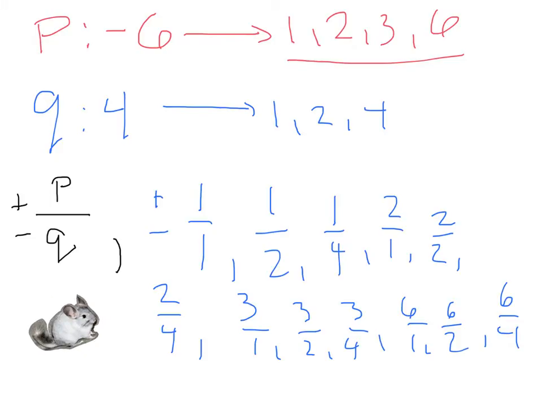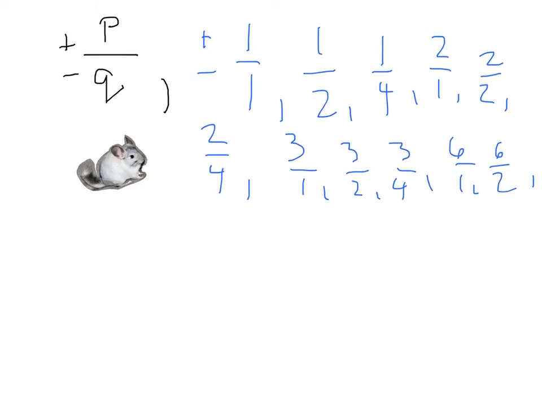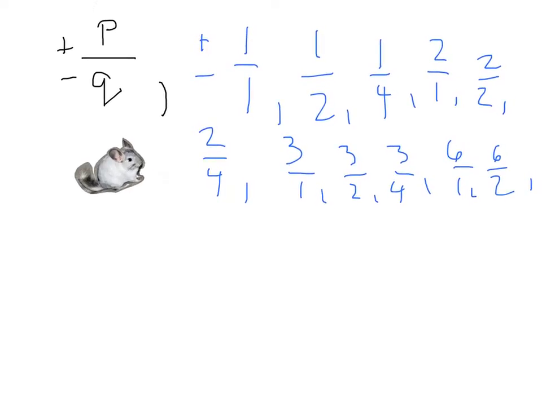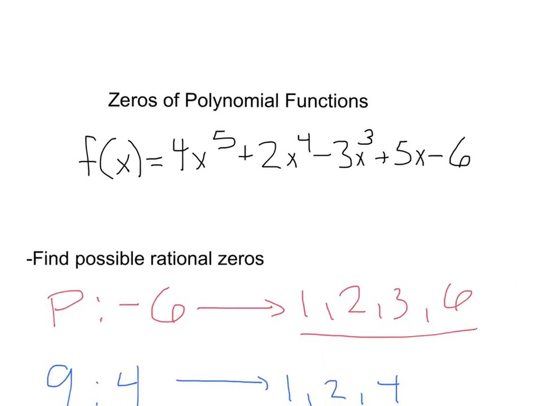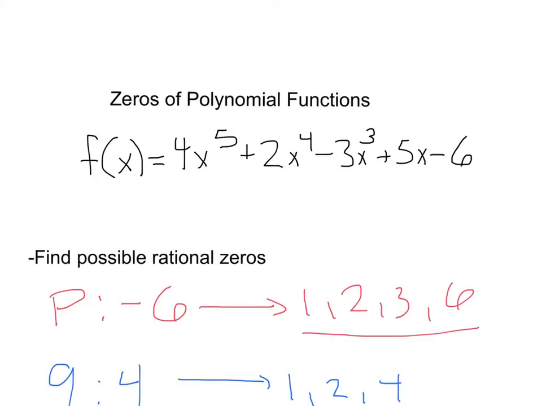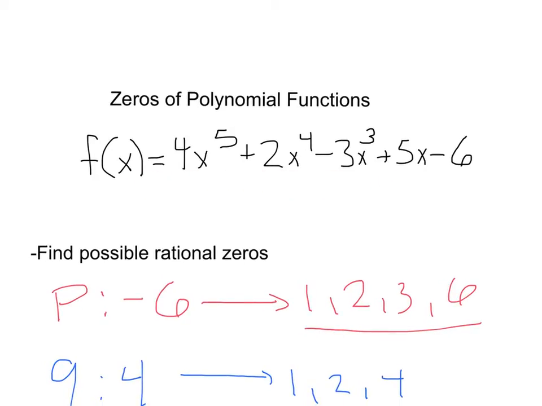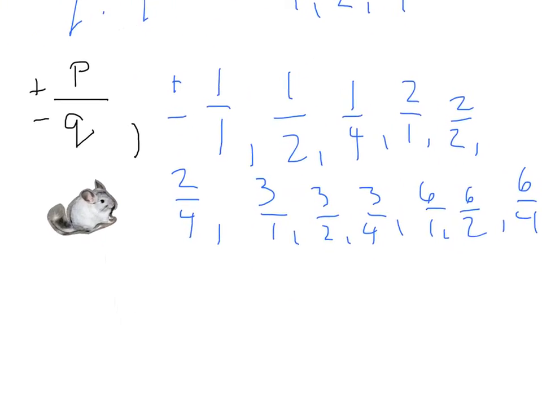So if I wanted to make a list of all my possible rational zeros, if I had this polynomial up here and I'm trying to find all my possible rational zeros of all of this, every single one of those zeros can be found in this list of numbers.